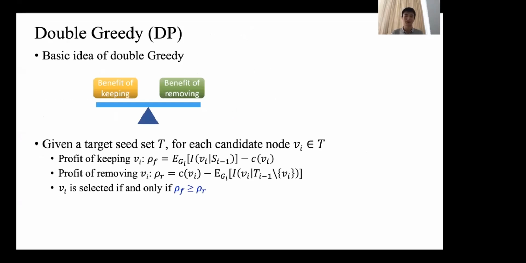So let's see how the double greedy algorithm works. This algorithm is very simple but very elegant. It just computes the marginal profit of keeping this node or removing this node, and compares them. If keeping this node generates higher profit, then just keep it. Otherwise, remove it. Makes sense, right?